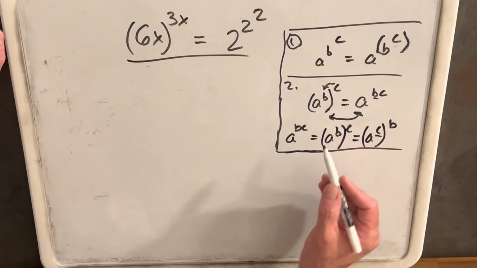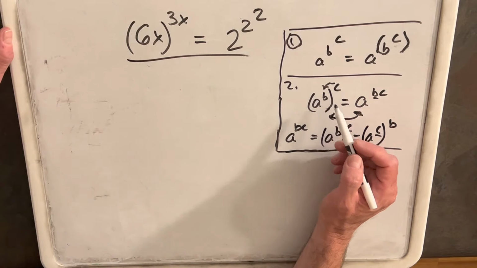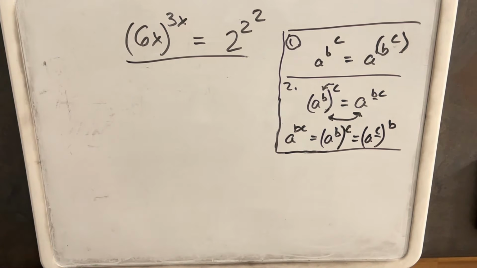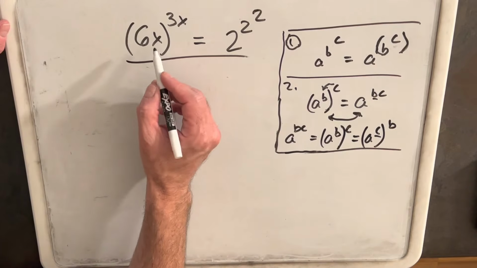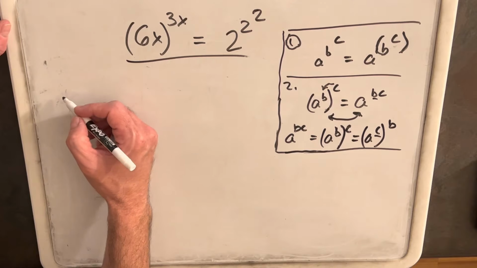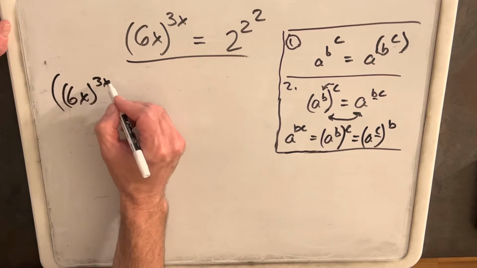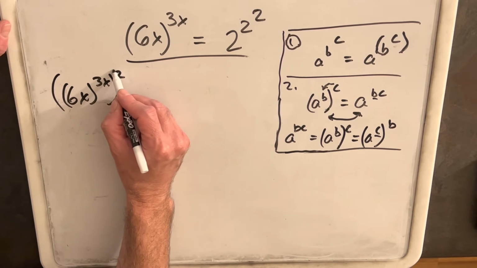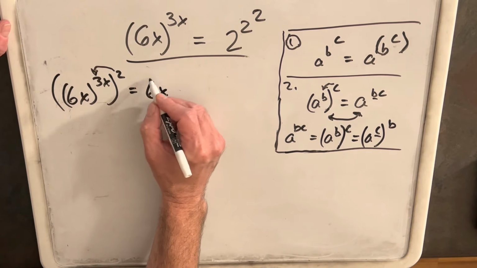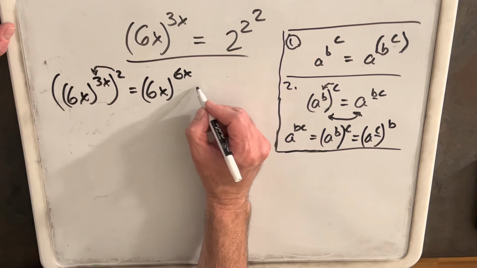The second property, number 2 here, says we can distribute this exponent inside the parentheses, and we can also do this operation in reverse. Okay, so back to our problem. We'll start with the left side, where we have (6x)^(3x). I'm going to square it, and the reason for doing that is then I can multiply this inside using our rule number 2, and we end up with (6x)^(6x), and that's probably going to be useful in a second.